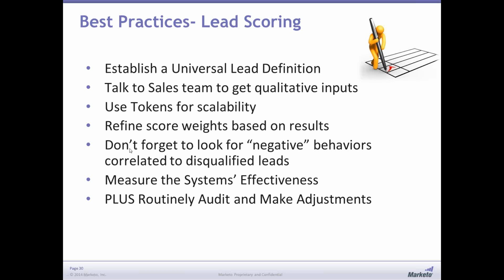The other one, which not everybody starts with, but it's a good idea to have, is to start looking for negative behaviors and correlate them to disqualified leads. Let's say student is not the right job title for your company, you may give them negative points or disqualify them. So start looking for those kinds of things so that you are already aware that, yeah, this lead should get a little less score.